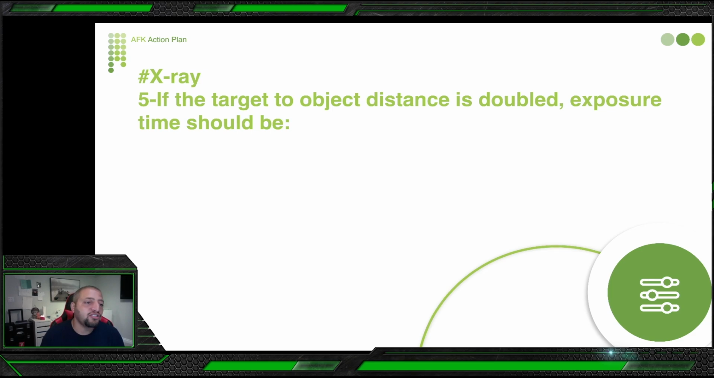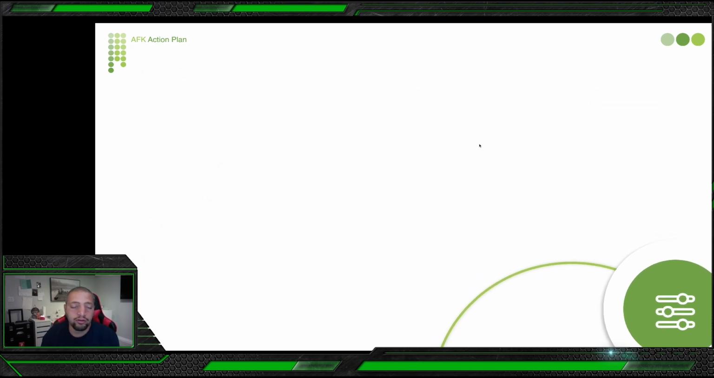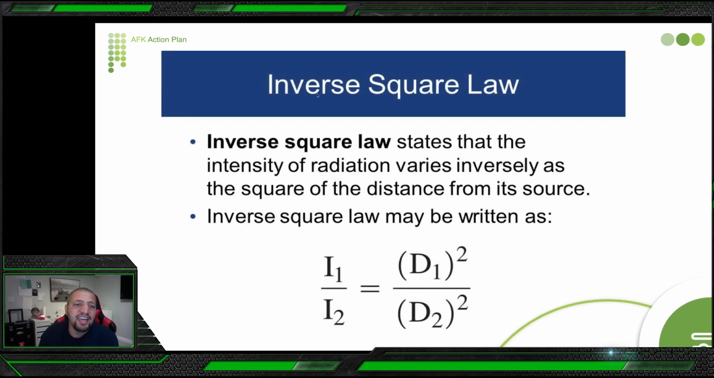Last question from X-ray. If the target to object distance is doubled, exposure time should be. And this is speaking about simple physics and how we deal with it. And then the options were double, triple, quadruple, increase 10 times. Let's first speak about this one, target object distance, what this means and how we can calculate it. It happens to follow the inverse square law.